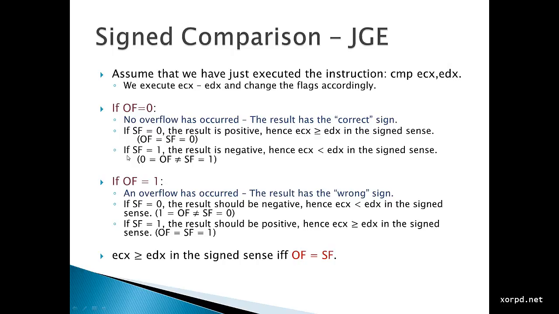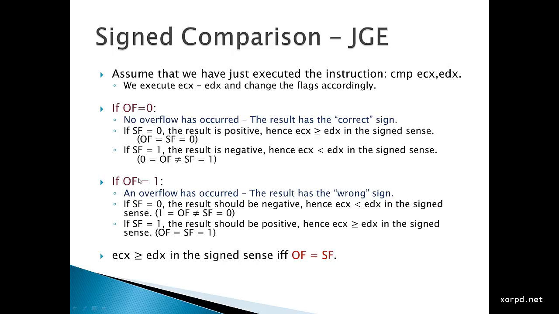Let's check the next case, where the sign flag equals 1. Given that no overflow has occurred, we know that the result is negative. Hence, we know that ECX is smaller than EDX in the sign sense. In this case, the overflow flag equals 0, however the sign flag equals 1, and so they are not equal.